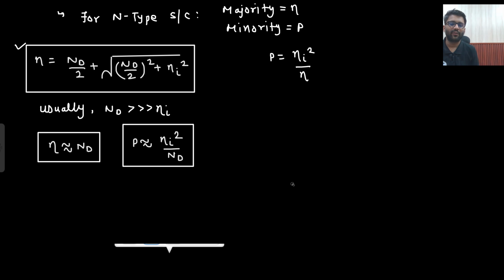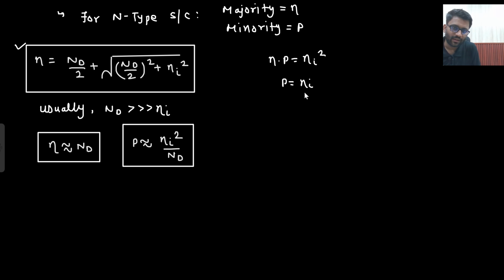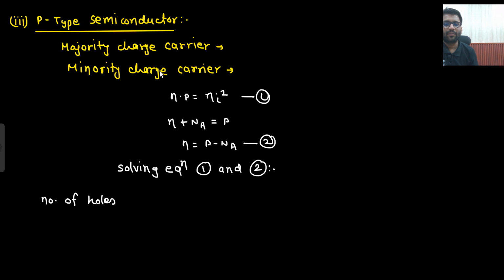The other formula that should be in your mind is N into P is equal to Ni square. From there P will come out to be Ni square by N. What Ni is, what N is, what P is, everything should be in your mind. Similar kind of analysis, the ditto same analysis, you are going to do for the P-type semiconductor.